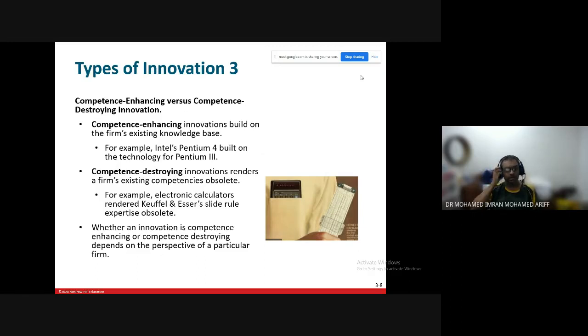Some examples of radical innovation is the calculator. Actually, the slide ruler was used before the calculator came out. Some organizations can advance because they have competence enhancing, because they have started with it. Some are competence destroying, because they have not started with this, and over time another product comes in and everything is lost. That's what happened to Kodak. Over time, somebody else came in with digital, they couldn't stay ahead, finished. Nokia, somebody came up with a smartphone and finished.